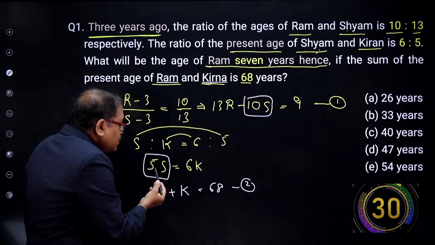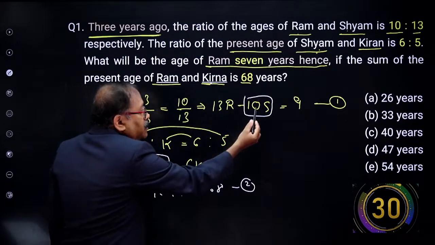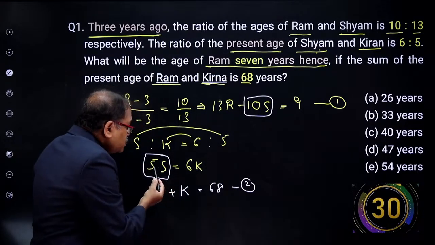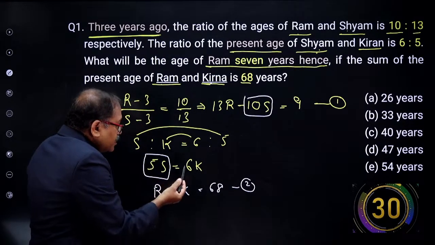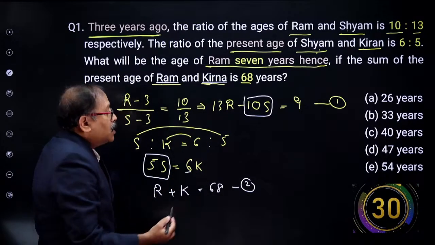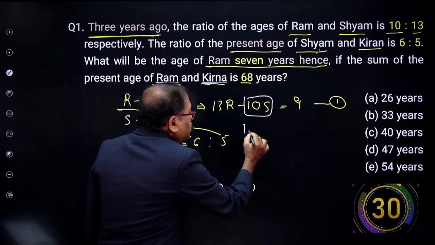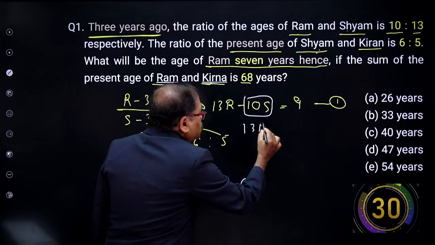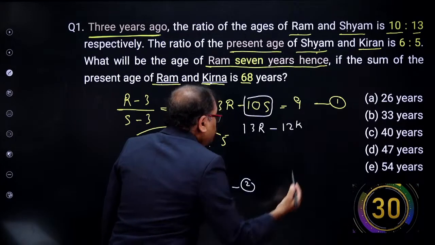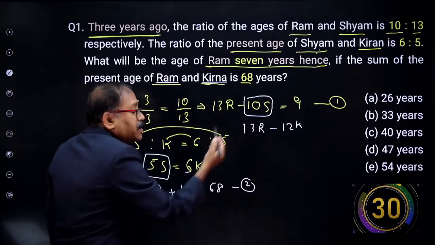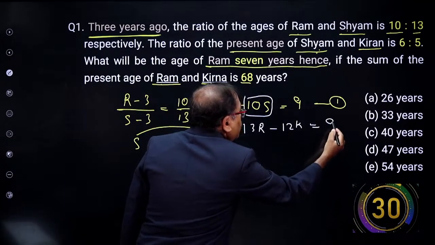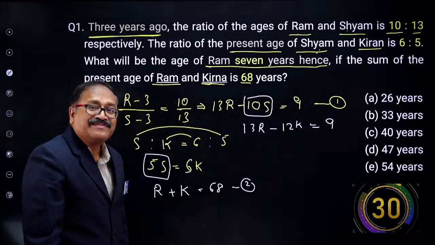So I will convert this: 5s is equal to 6k. Then 10s will be equal to, how many times? Can you notice that? This will be 2 times. So that is 12k. So I get this equation in the modified form. That's 14r minus 12k, because 2 times 5 is 10. So 12k is equal to 9. This is my equation 1.